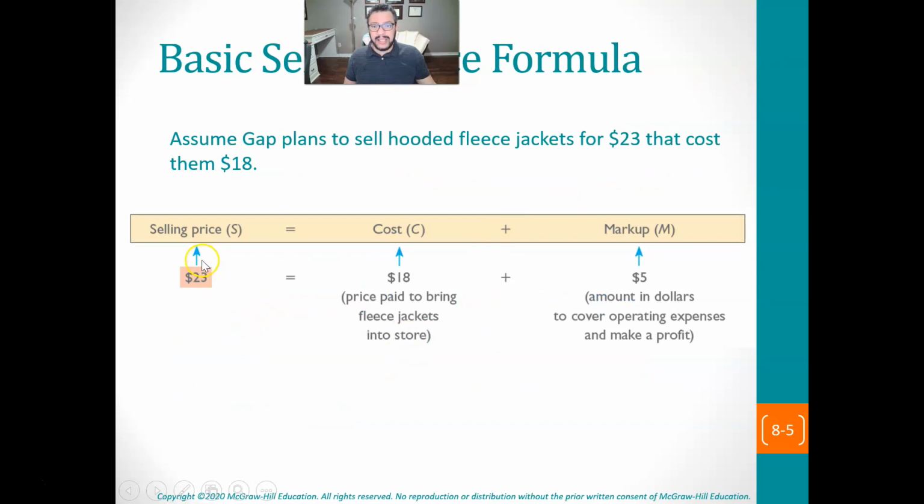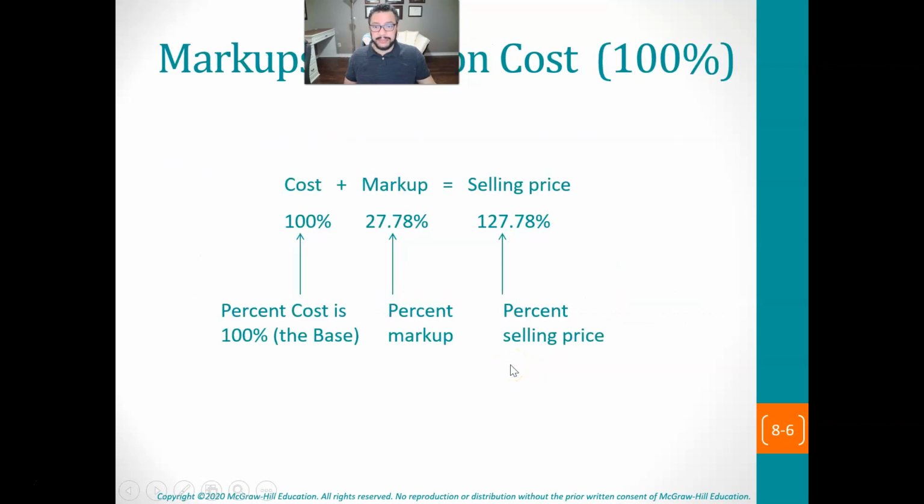So let's look at this. This is a basic formula for selling price, right? Selling price equals the cost of something plus the markup. So once we buy it and we mark it up a certain amount, that tells us what we're going to sell it for. This fleece jacket actually cost us $18, and we marked it up $5. And so the selling price is going to be $23, 18 plus 5. Okay, that makes sense.